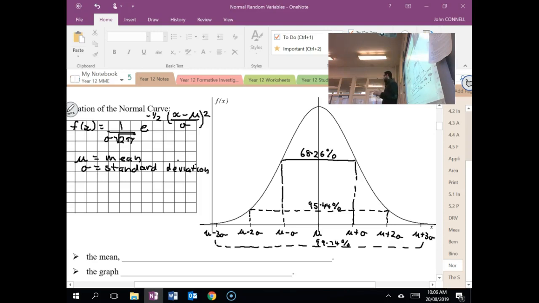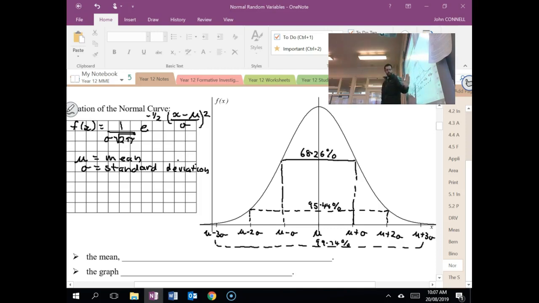If you have a continuous random variable, let's say the heights of you guys, it would roughly be a normal distribution. 68% of you guys would fall within this range. You'd be about mean, probably around 170, 180. 95% of you guys would fall between this range. Remember that 95% includes the 68%.